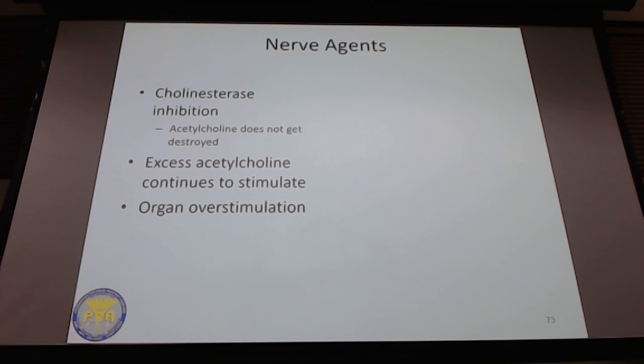A little bit of nerve agent stuff. Cholinesterase inhibition. Acetylcholine does not get destroyed, right? So excess acetylcholine continues to stimulate, and we get organ overstimulation. So if you're exposed, you're out there. Again, we talk about this because obviously you guys were in the military, special population.